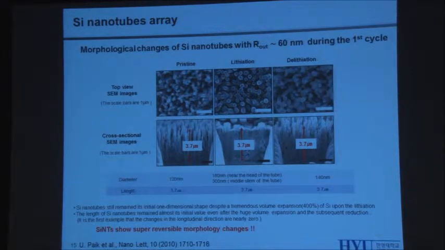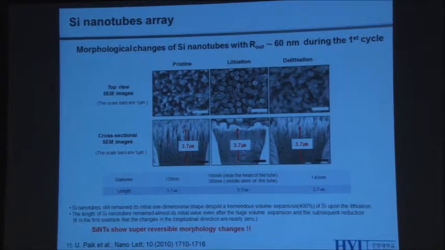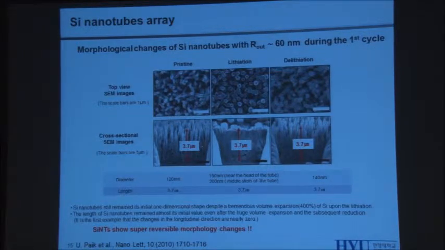We observed the morphological change of the silicon nanotube after one cycle. You can see here we started from the pristine state: the diameter is about 160 nanometers, the thickness of the outer layer of this silicon nanotube is about 30 nanometers, and the height is 3.7 micrometers.